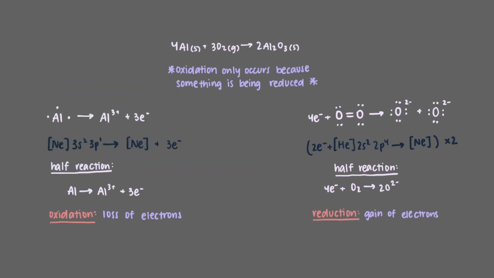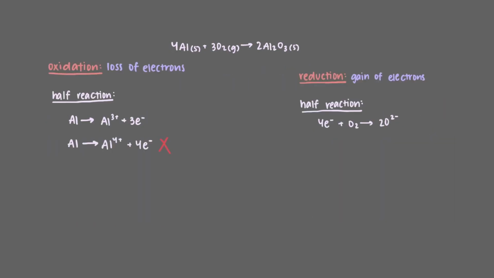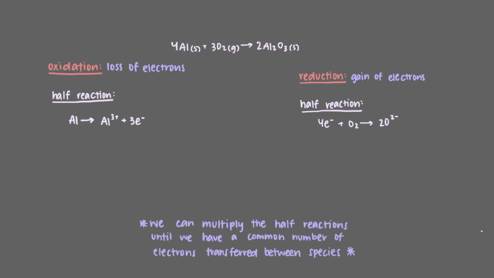Oxidation only occurs because something else is being reduced. After all, those electrons need to go somewhere. In this case, aluminum is losing 3 electrons and the 2 oxygens are gaining 4 electrons. So how can we resolve this? It's not possible to take an extra electron from aluminum. It's also not possible to make one of the oxygen atoms electron deficient. However, what we can do is multiply one or both of the half reactions until we have a common number of electrons transferred between the species.